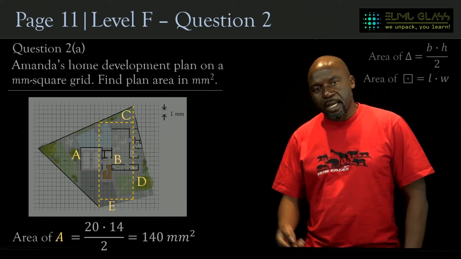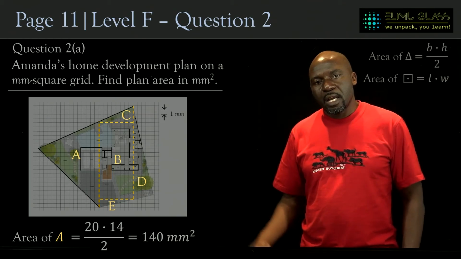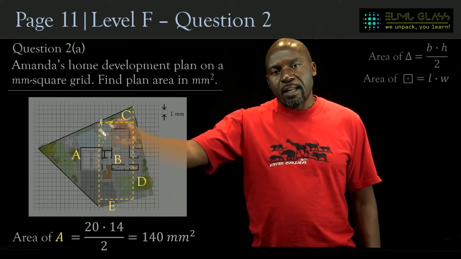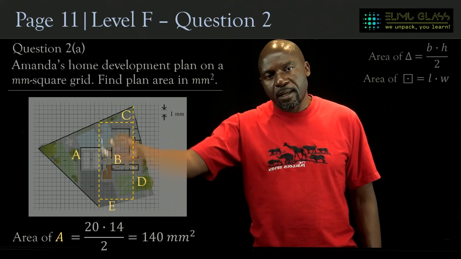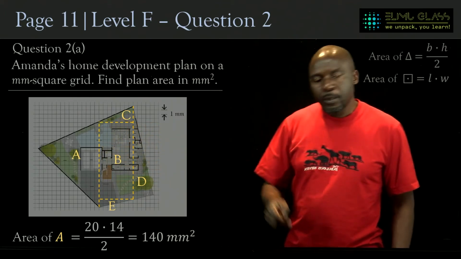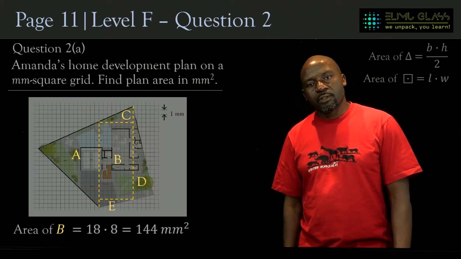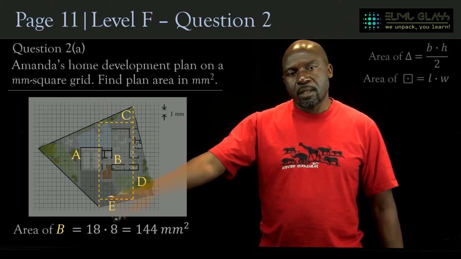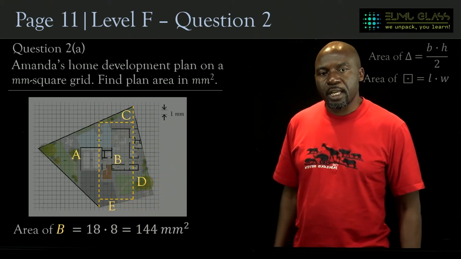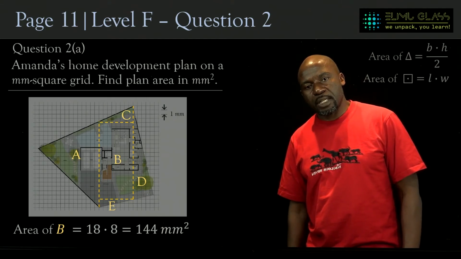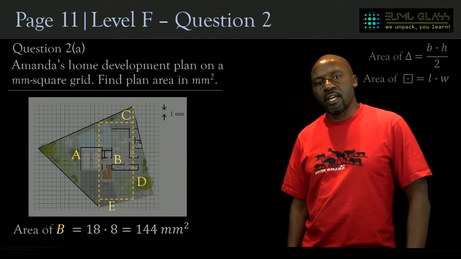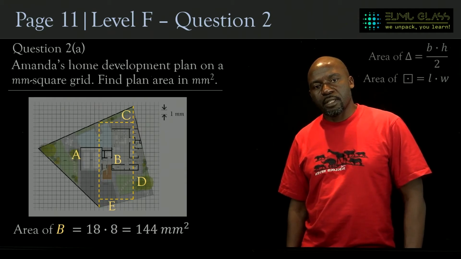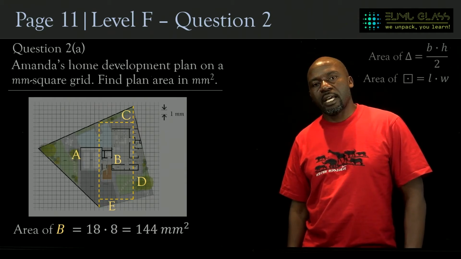Okay, similarly, I found the area of B. I found the length here, and the width there. So what did I get? For B, the length was 18, and the width was 8 millimeters. So 18 times 8 is 144 millimeters squared. Okay, so that was the area of that region B.